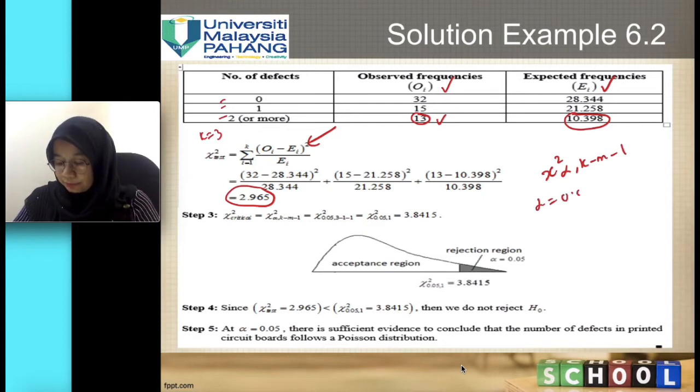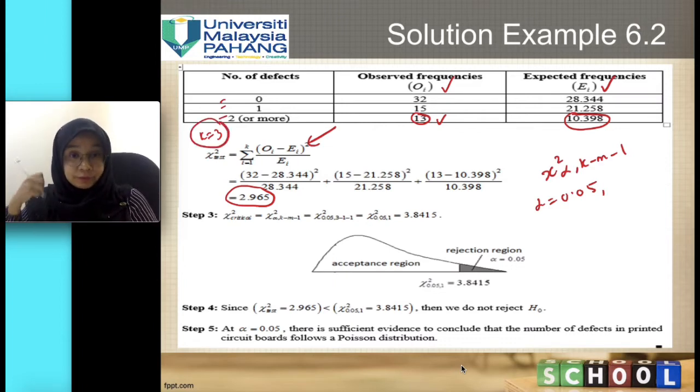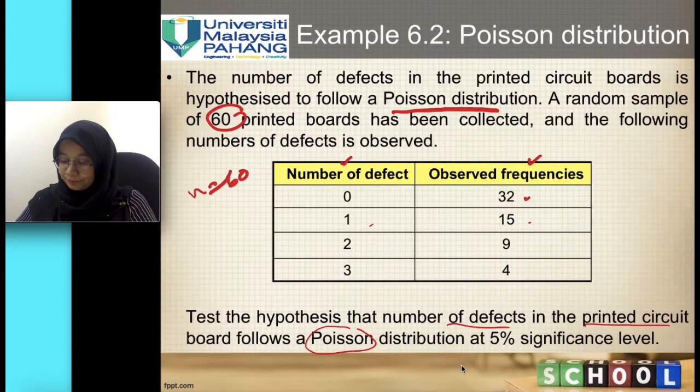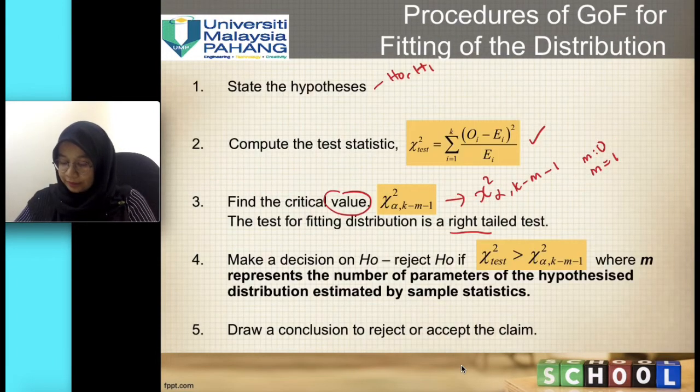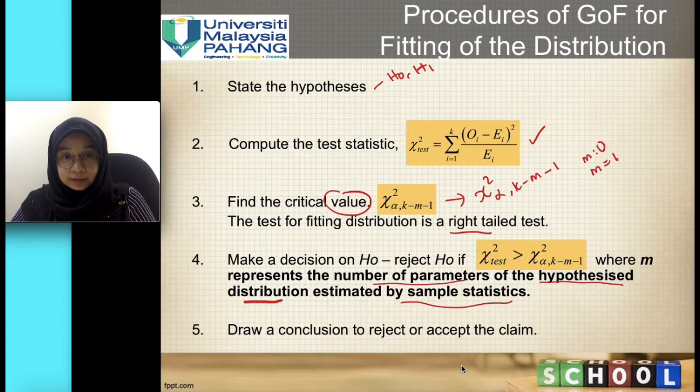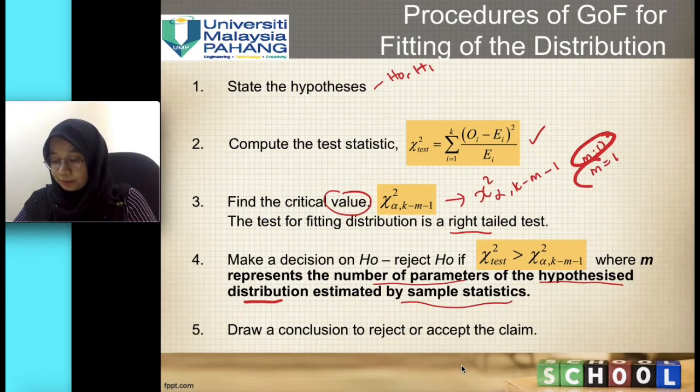Alpha is 0.05. Our K is now 3, after we have combined it, so K equals 3 minus M. M is the hypothesized mean. M represents the number of parameters of the hypothesized distribution estimated by sample statistic. If the parameter is given, your M equals 0. If you have calculated the parameter, M equals 1.